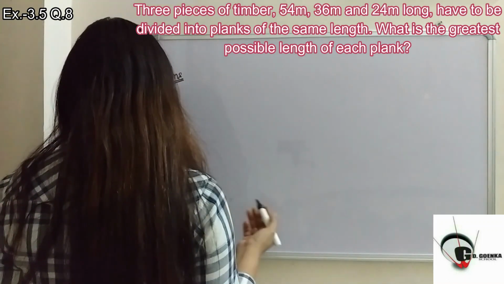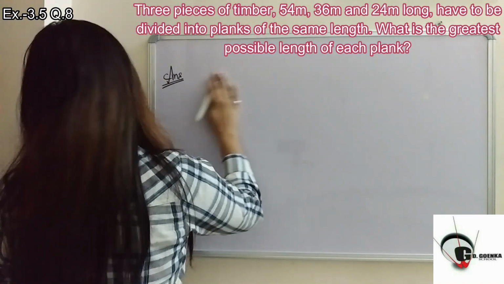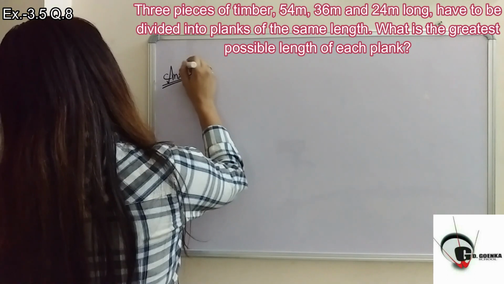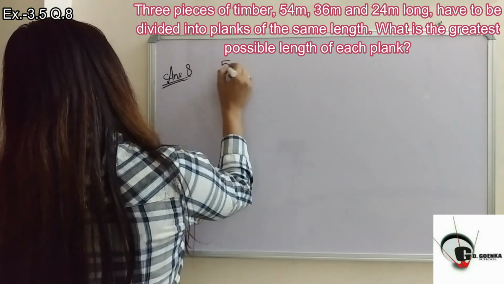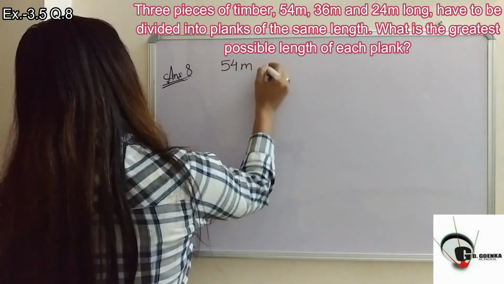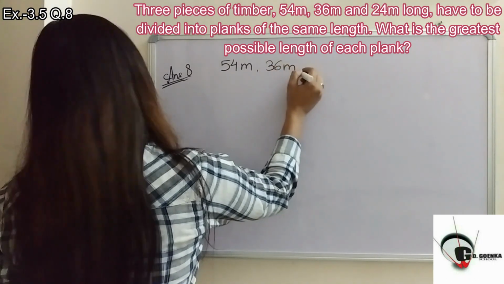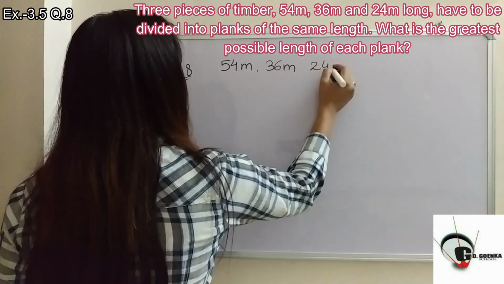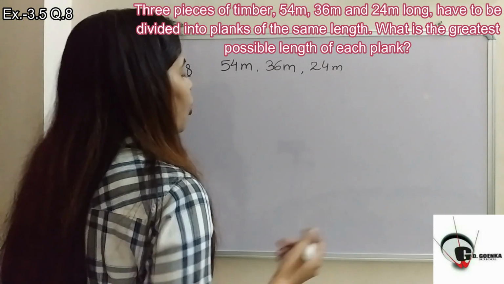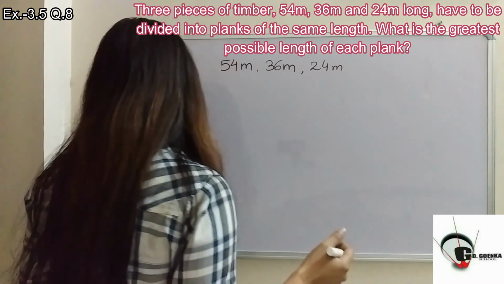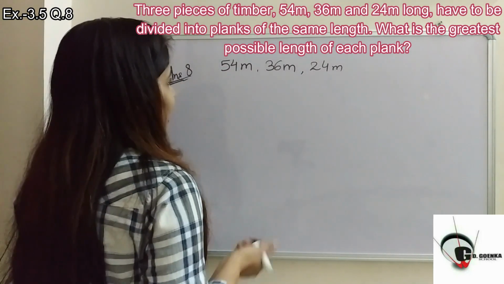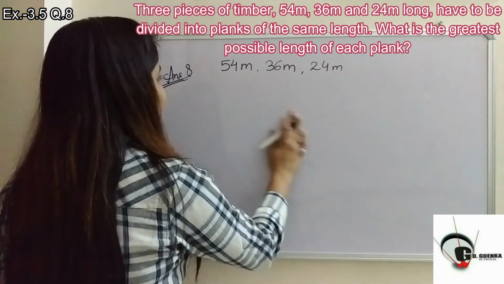So we have 3 pieces of timber of length 54 meters, 36 meters and 24 meters, and we need to find out the greatest possible length of each plank. So of course we are going to calculate the HCF.